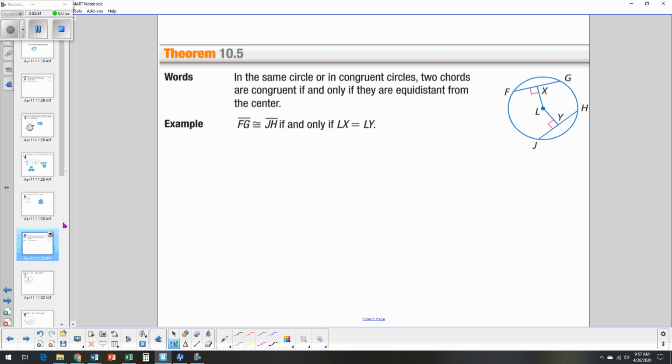All right, the next thing we'll look at, again, same circle or congruent circles. Two chords are congruent if and only if they are equidistant from the center. And if you recall, when we talk about equidistance, we are talking about the segment that is perpendicular to it. If there is no right angle, it's not the distance from the point to the line. So they're saying if LX and LY are the same, then FG and JH are the same. And if FG and JH are the same, then LX and LY are the same.